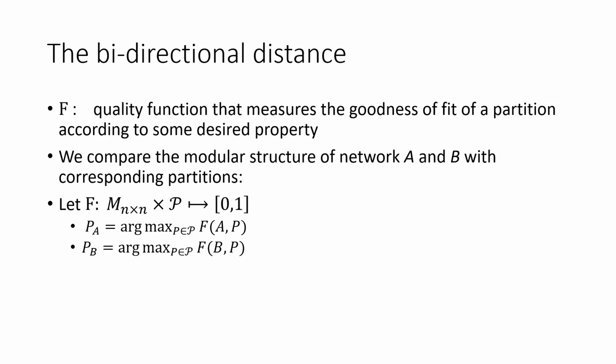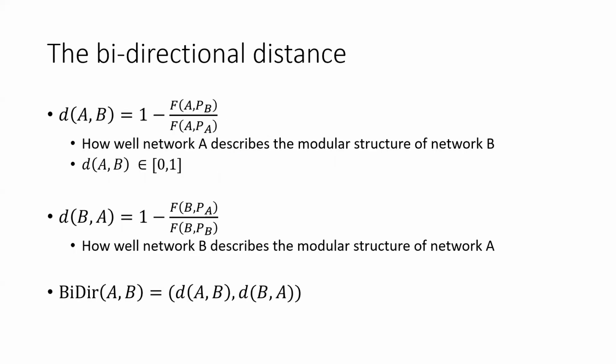So we want to compare the modular structure of two networks, A and B. And as we said, we are given their two partitions. In our distance, we're going to assume that these two partitions maximize the quality function, or are near-optimal partitions found by maximizing the quality function using some heuristic. Our distance is quite simplistic, and we think this is a great advantage of it. It consists of two parts.